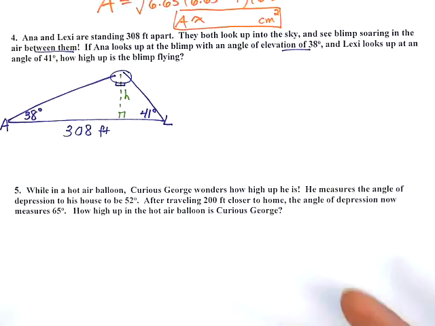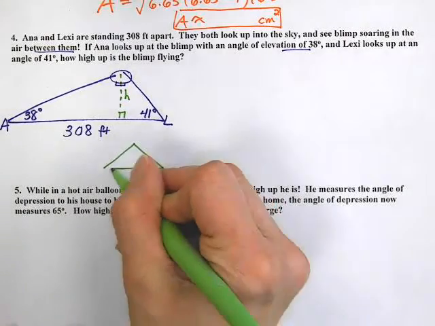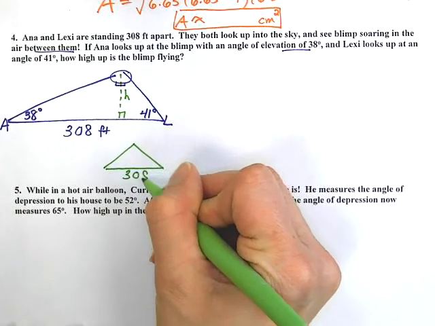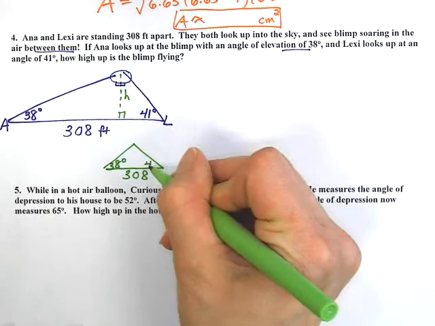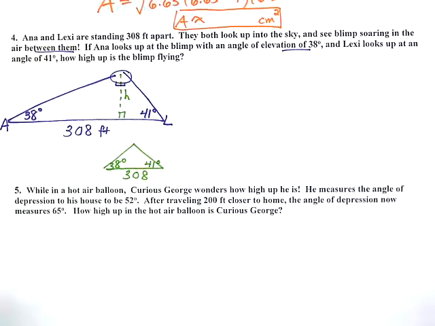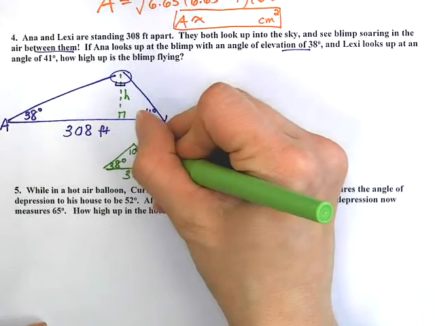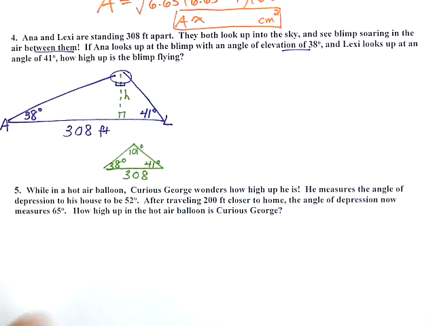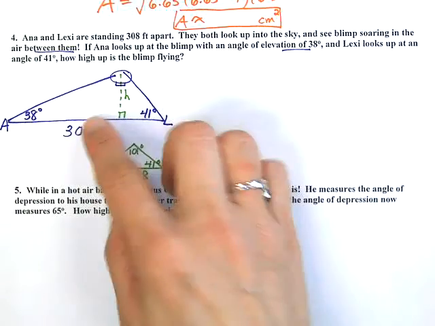So this is another example of work where I have to find something we don't know just yet in order to help us find something we do know. If you take a look at the big triangle, we have a side of 308. We have angles of 38 degrees and 41 degrees. If you know two angles of a triangle, you automatically know the third one is how much up here? 101 degrees.